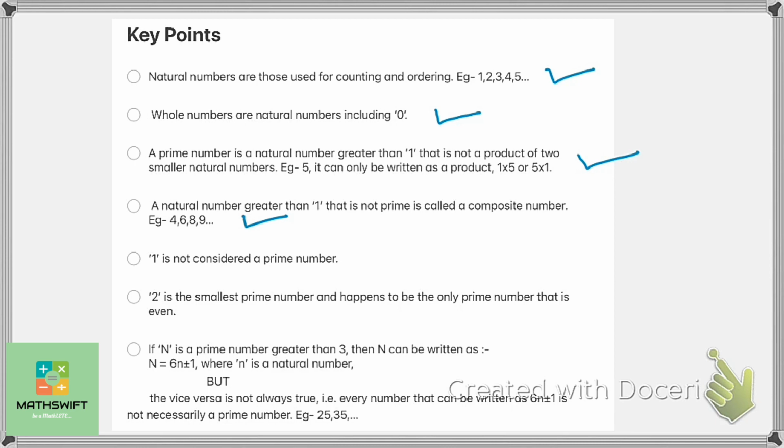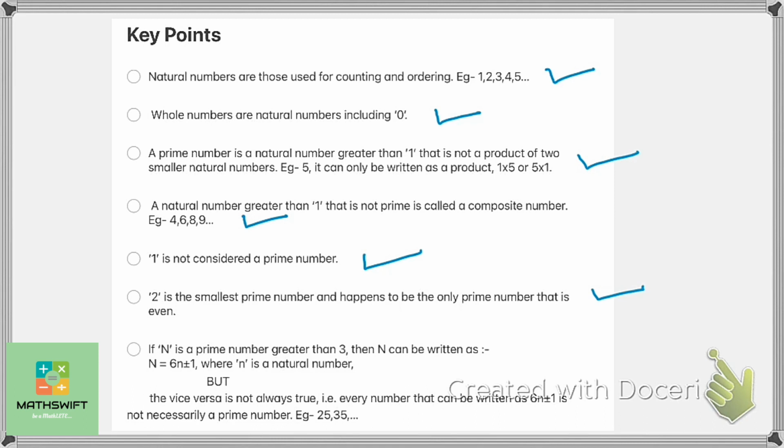Now 1, the number 1 is not considered a prime number, and I sometimes feel bad for it. 2 is the smallest prime number and happens to be the only prime number that is even, and we should give some credit to it. After all, it became a prime number against all odds.